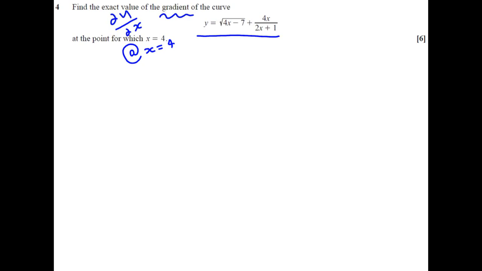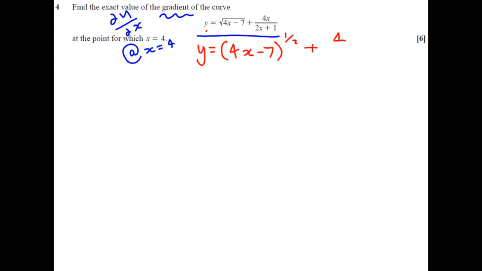Now y is not presented very well. So what we want to do is write it in a better format. What I mean by that is that you want (4x minus 7) to the power of a half, because power of a half is another way to write square root.